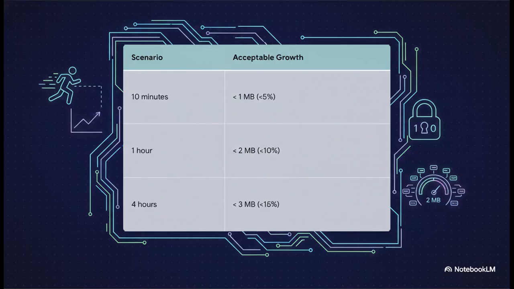And to fight this, they didn't just cross their fingers and hope for the best. No, they turned it into a science. They created this super strict memory budget. For instance, after the app had been running for an hour, its memory usage was not allowed to grow by more than 2 megabytes. Simple as that. This took the vague fear of leaks and turned it into a concrete, measurable engineering goal.